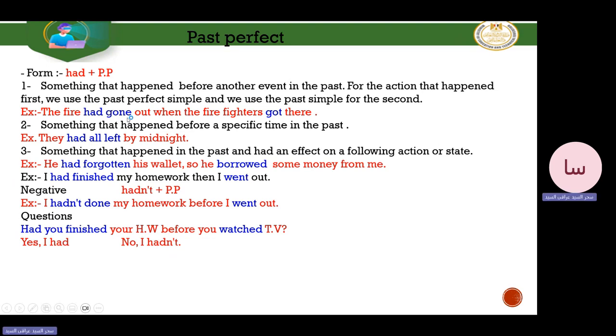Okay. Again, we use past perfect when we have two actions. The first one is past perfect. The second one is past simple. So we have two actions. One happened before another. What about another usage for the tense?